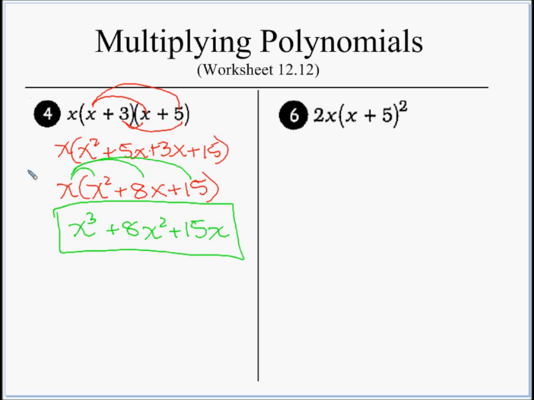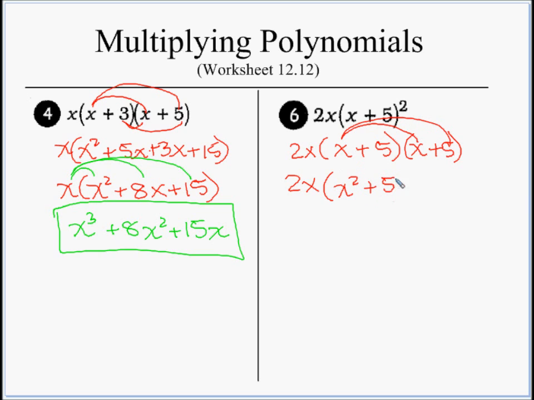So as I said, this means that we're going to have 2x times x plus 5 times another x plus 5. And my preference is to FOIL these first, to multiply those binomials first. So I'm going to do that. First times first will be x squared. Outer times outer will be 5x. Inner times inner will be another 5x. And then last times last will be 25.